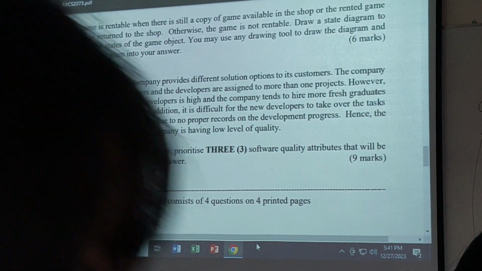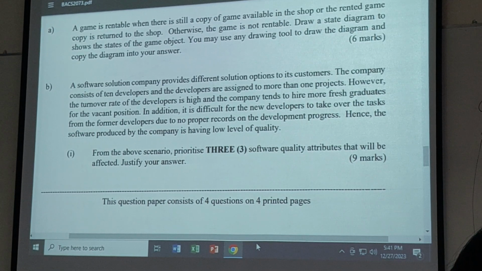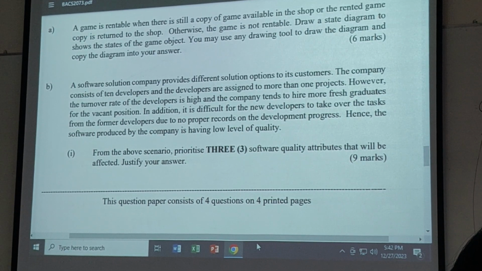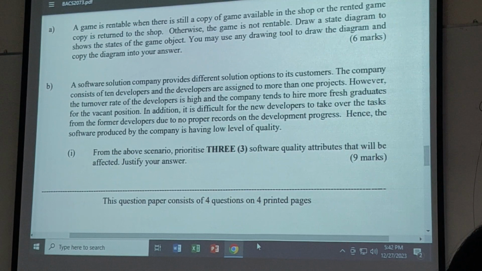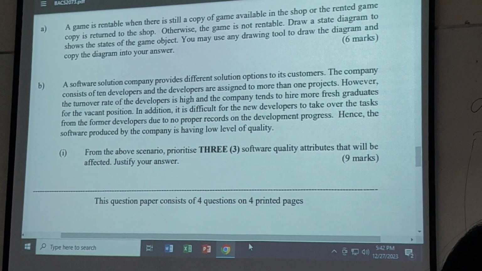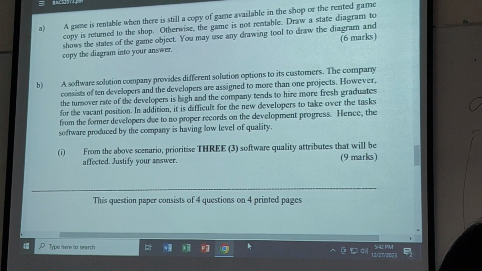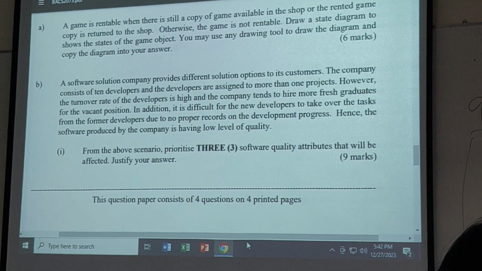4 already. But you need to expand now. You can just put 1 word, then 9 marks, 3 words 9 marks, like this? Normally it's 1 mark per attribute, 2 marks for explanation. 3 attributes, 3 times 3 is 9 marks. Understand? Okay.